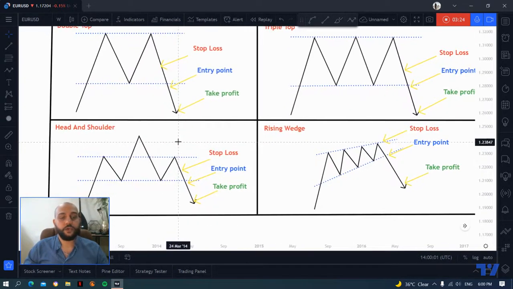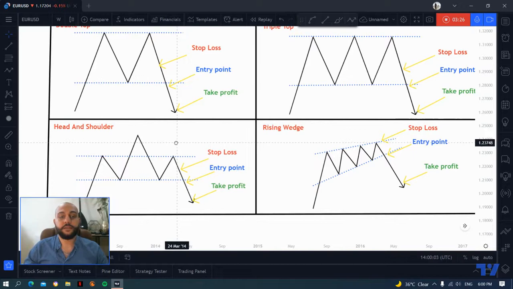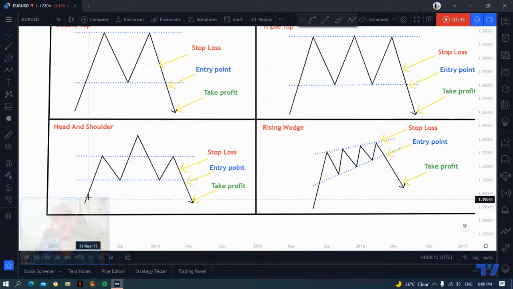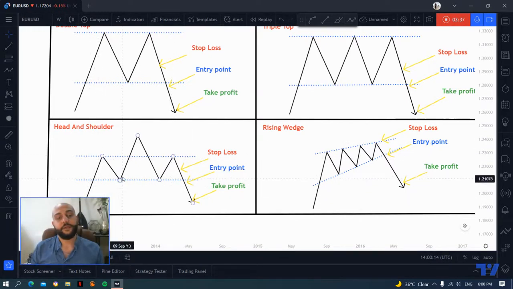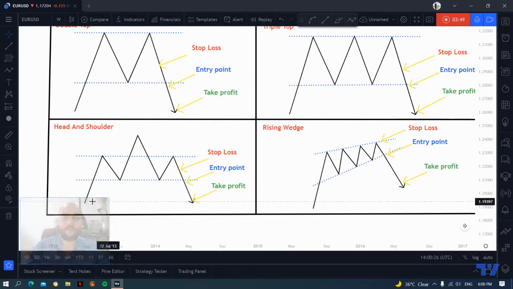So head and shoulders. Head and shoulders is basically like triple top, but it's called head and shoulders because it resembles a head and shoulders. So the trend starts, this is the left shoulder here, this is the head, and this is the right shoulder. It works in the same way. The stop loss is going to be in the middle here. The entry point is going to be after the neckline has been broken, and you're going to take profit roughly where the trend actually started.